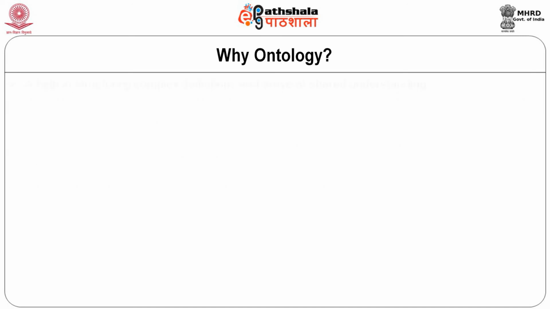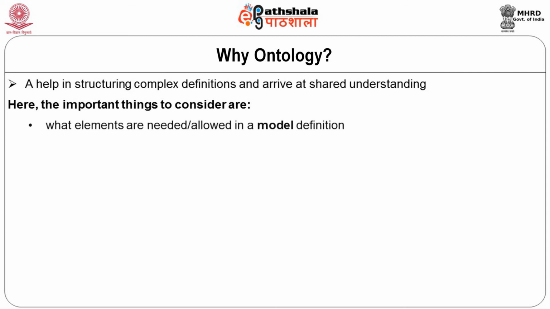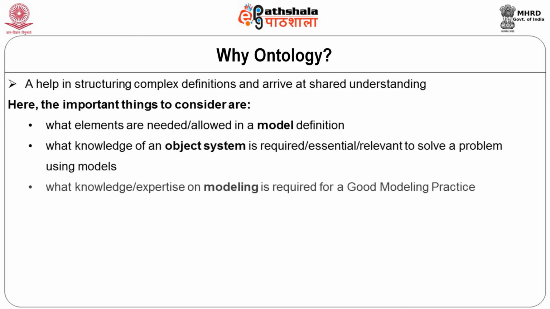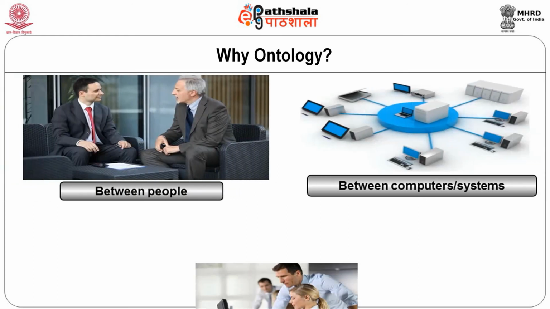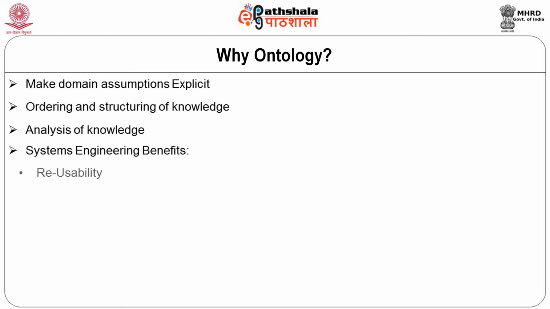Now, why ontologies? Ontologies help in structuring complex definitions and arriving at a shared understanding. Here the important things to consider are what elements are needed or allowed in a model definition, what knowledge of an object system is required or relevant to solve a problem using models, or what knowledge or expertise on modeling is required for good modeling practice. Another thing is communication between people, between computers or systems, and between people and computers. Ontologies have many applications, like making domain assumptions explicit, ordering and structuring of knowledge, analysis of knowledge, and so forth. There are many other reasons why ontology is required.